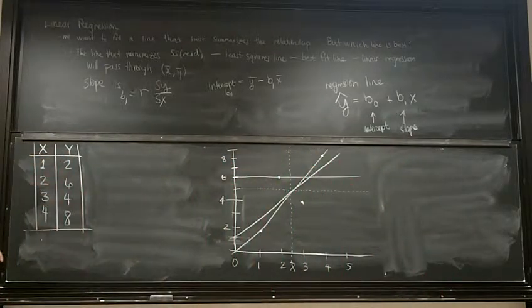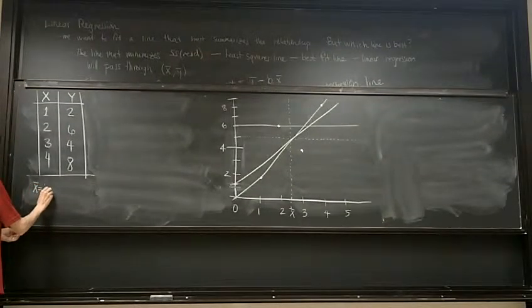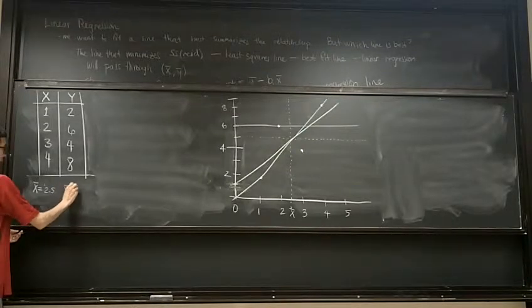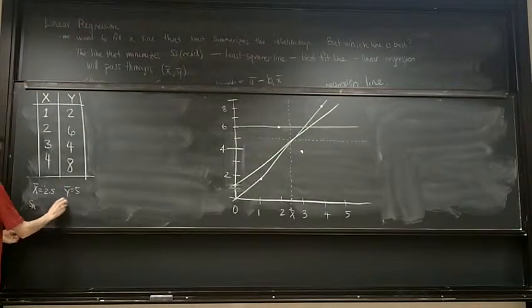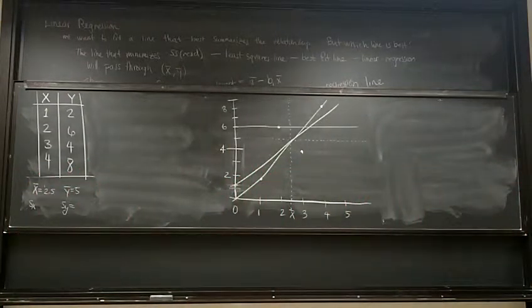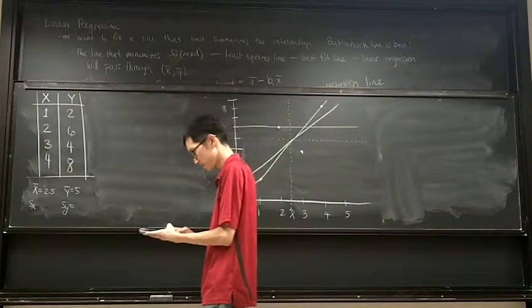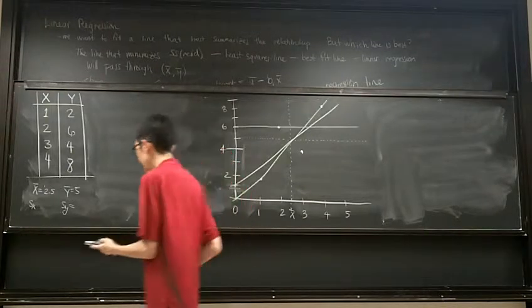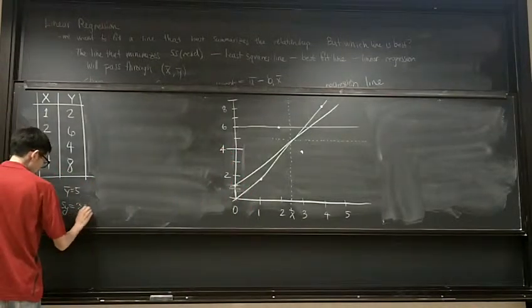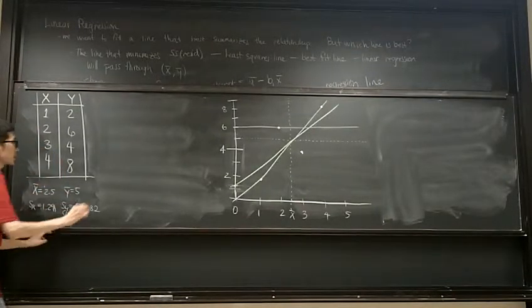So let's look at this. Using our same 4 data points, x bar is 2.5, y bar is 5, and the standard deviation of x and the standard deviation of y. I already forgot what these were. This was 2.582. That is 1.291. Great.